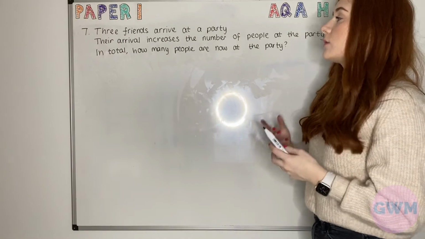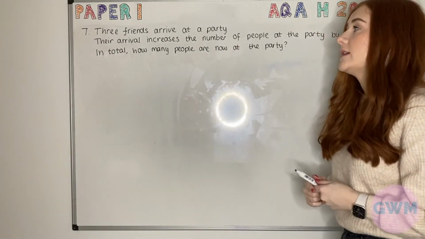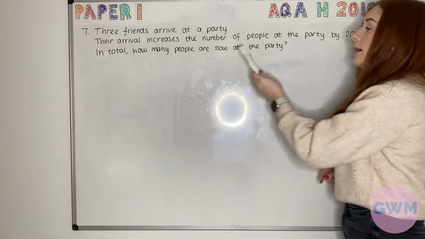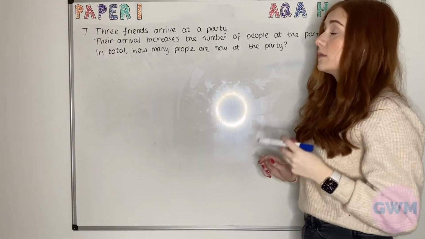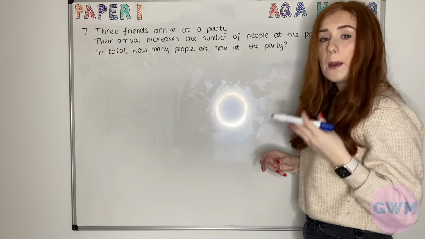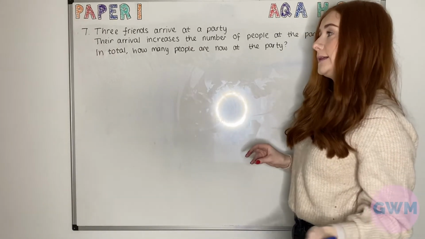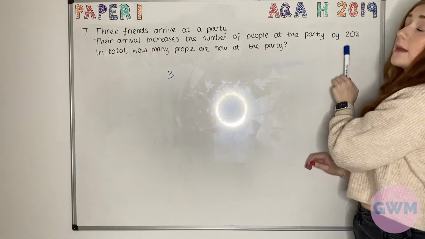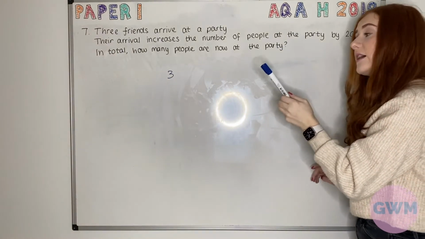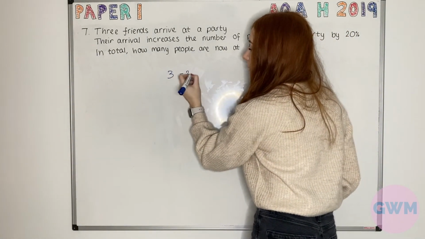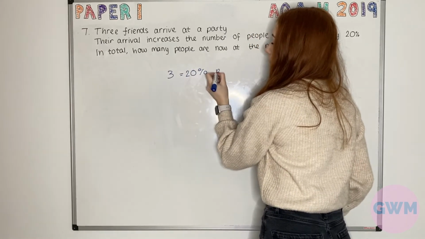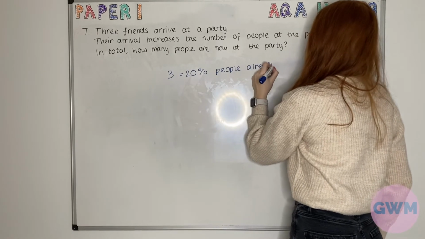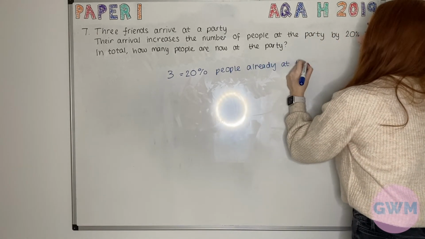Question 7 now. It's quite a wordy question for 2 marks. 3 friends arrive at a party, and their arrival increases the number of people at the party by 20%. In total, how many people are now at the party? These questions can be quite intimidating, there's a lot of words, but we just need to decipher which information we need. So, 3 friends, that's going to be important. Increase the number of people at the party by 20%, and that means that those 3 friends must be equal to 20% of the people already at the party.